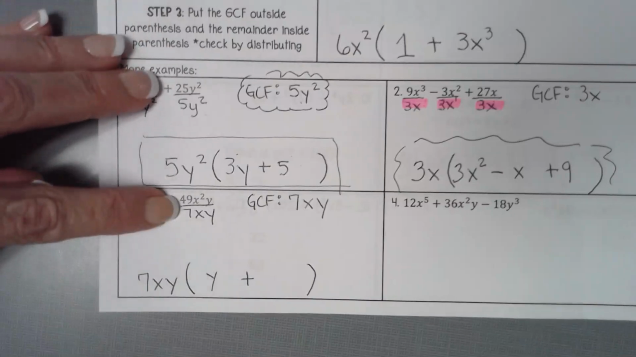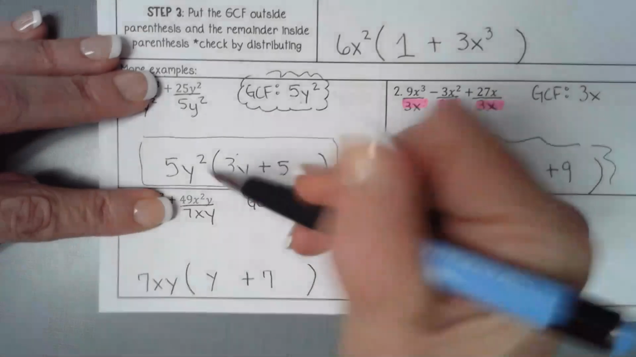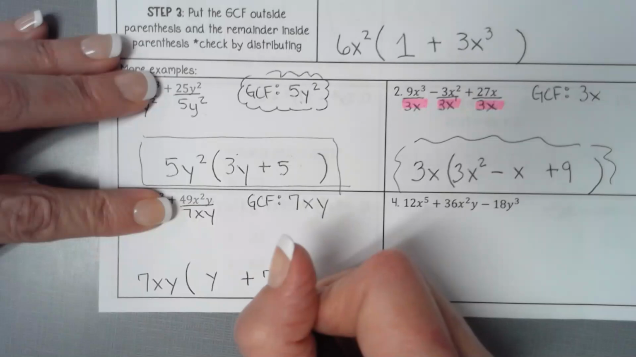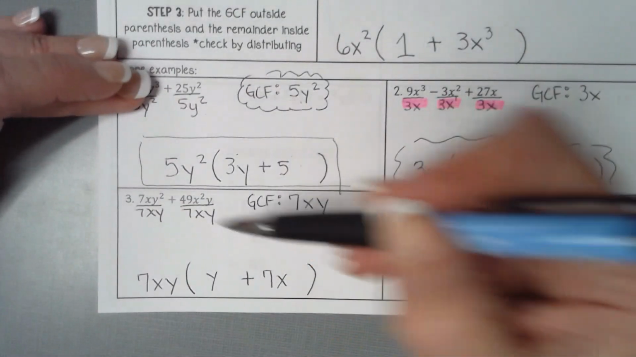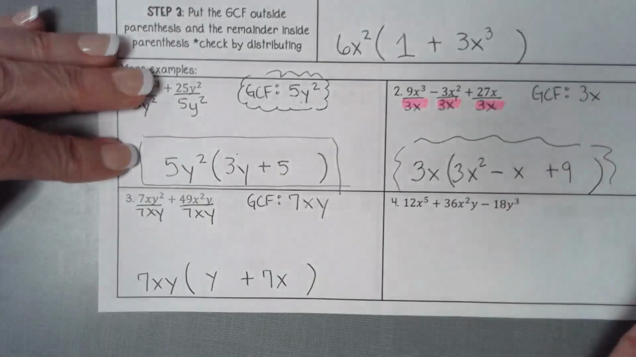Okay? Here, 49 divided by 7 is 7. Y's cancel. And when I subtract the powers on the x, I get an x to the first power. Folks, if they cancel, you do not put the y down here. It's gone. Okay? How'd y'all do there?